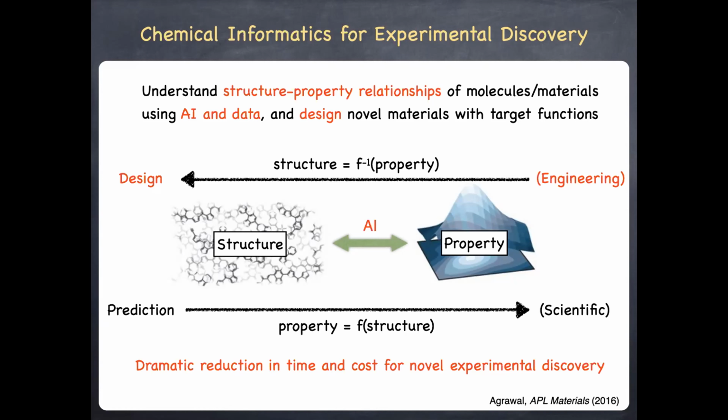In addition to this mapping from the structure to the properties, chemical informatics also allows the inverse mapping, going from the property to the structures. In other words, one can define the property one wants to achieve first, and then the algorithm comes up with the structures that would have such a property. So really, this informatics allows the bidirectional mapping between the structures and properties based on the chemical data.